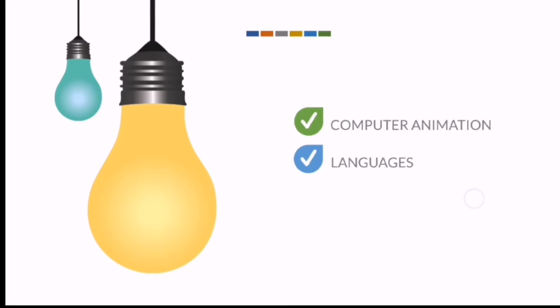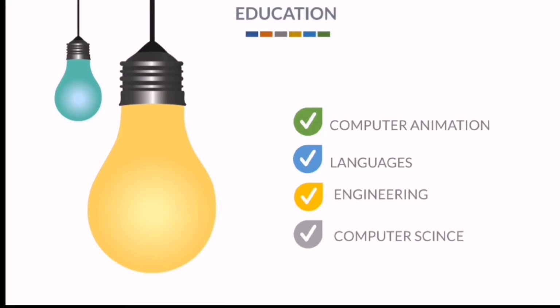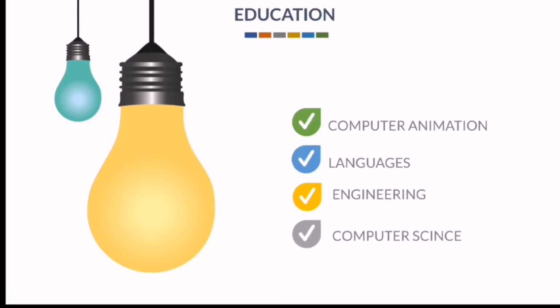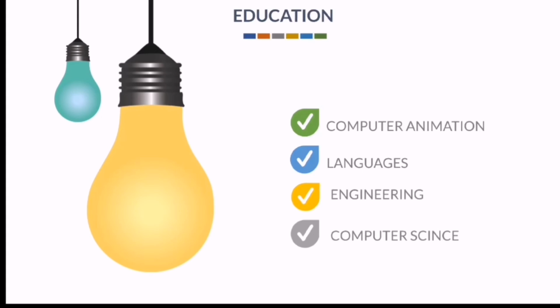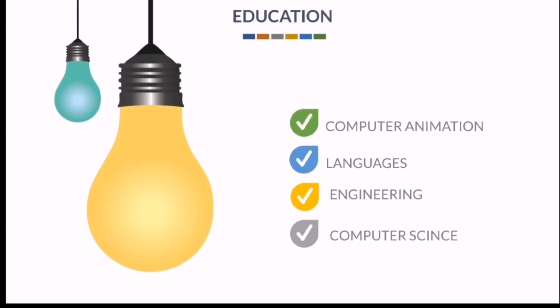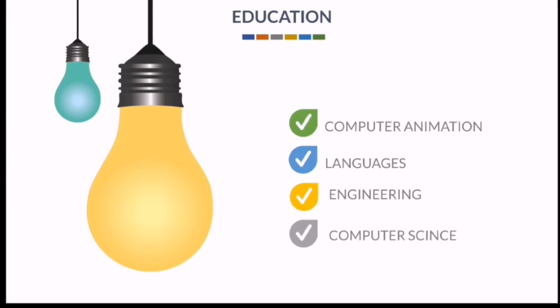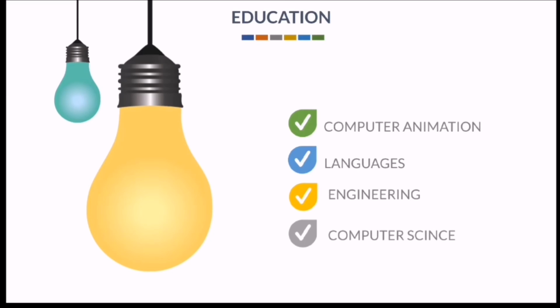Okay, and lastly, expert systems are used in the education field, which, as we can see here, is used in the fields of computer animation, languages, engineering, and computer science.